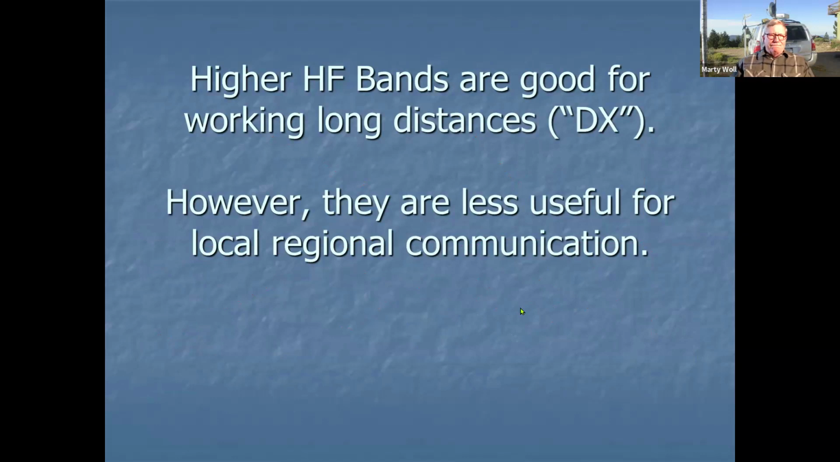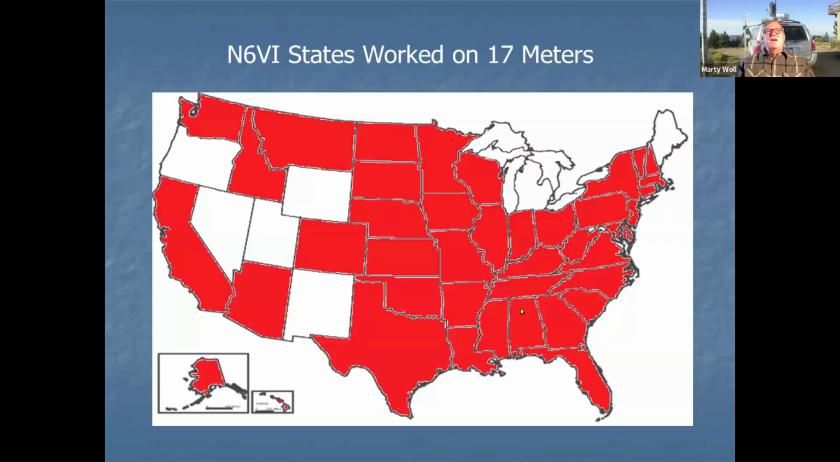I kind of collect states. I've got all states on 6 bands, but I don't have them on bands like 17 meters. This is what I've worked on 17 meters, and you can see I got most of it, but those close-in states, I can't get. The angle it would take to have them come back down here is just pretty great. So I'd have to get some backscatter or some other unusual propagation to do that.